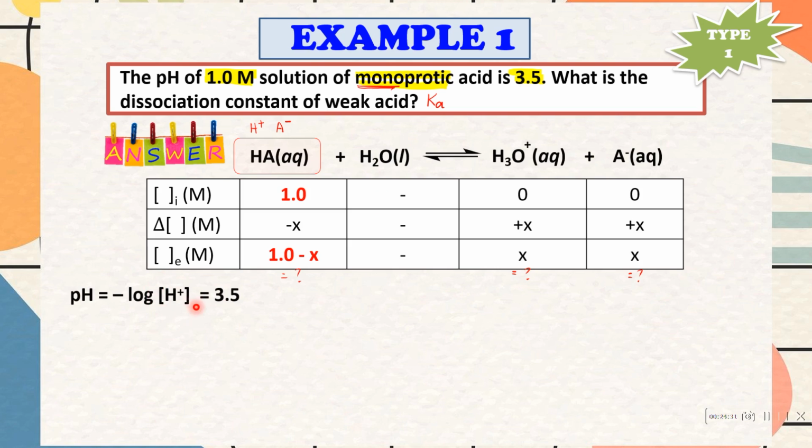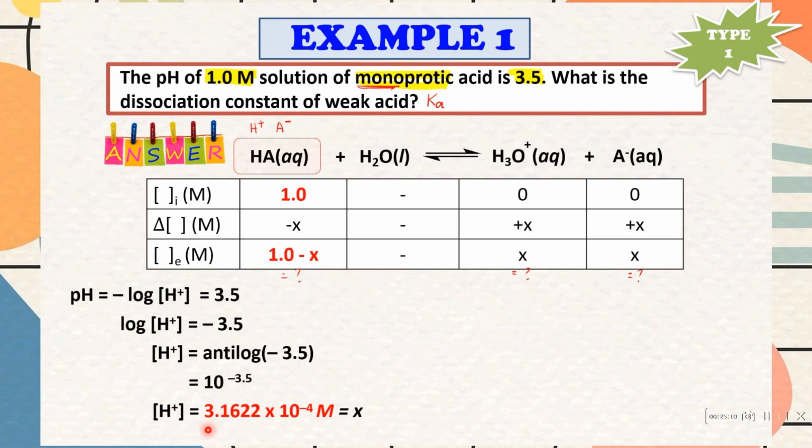Okay, from here we can find out the concentration of H plus. So the concentration of H3O plus is referred to X, times negative 1 on both sides, so we get negative 3.5. And then you have to take the log from the left side to the right side, so it will become anti-log. Anti-log is actually 10 power of negative 3.5. Press your calculator and you will get the concentration of H plus ion is 3.1622 times 10 power negative 4 molar. So actually this is the value of X.